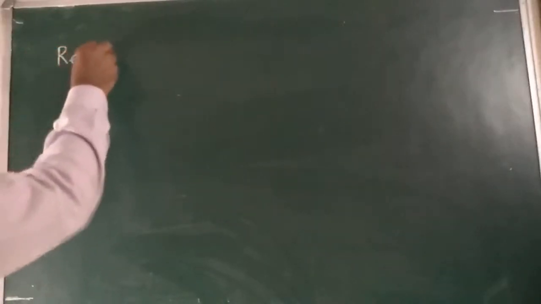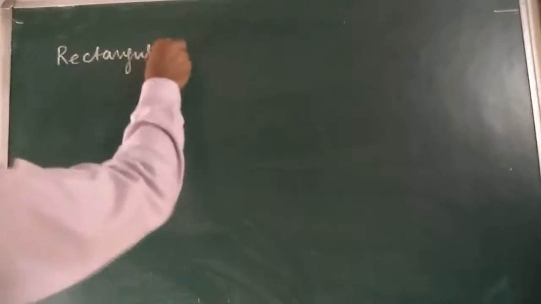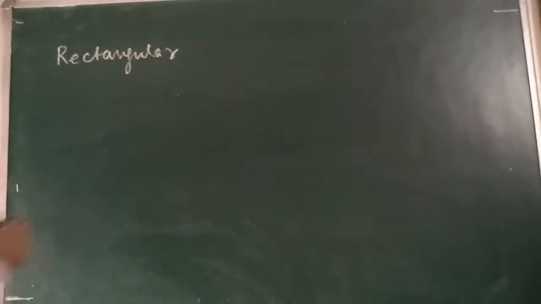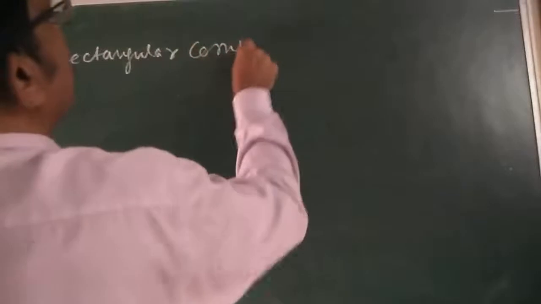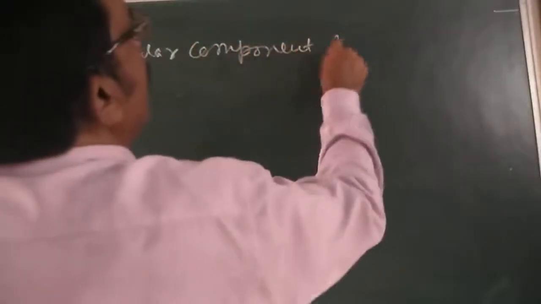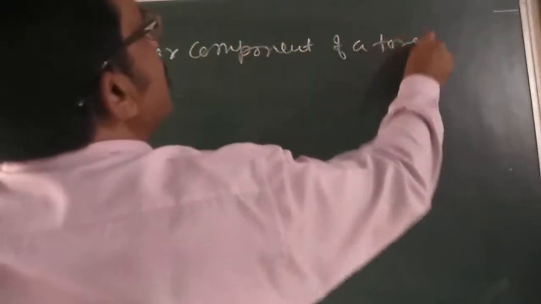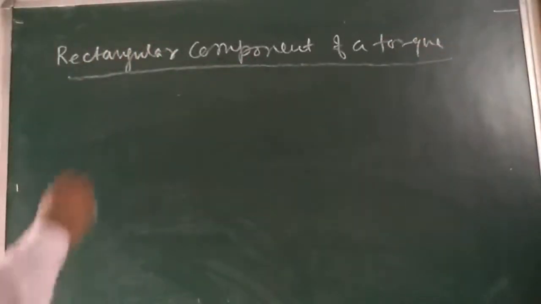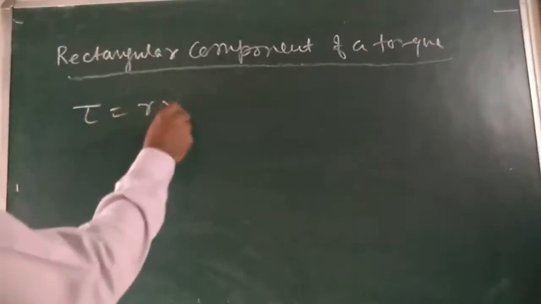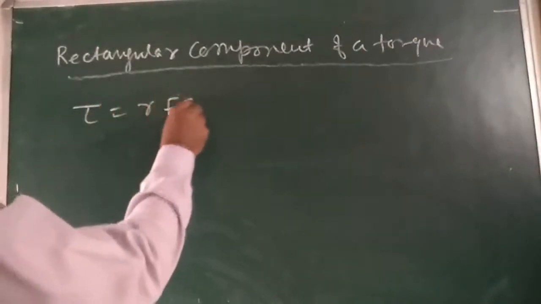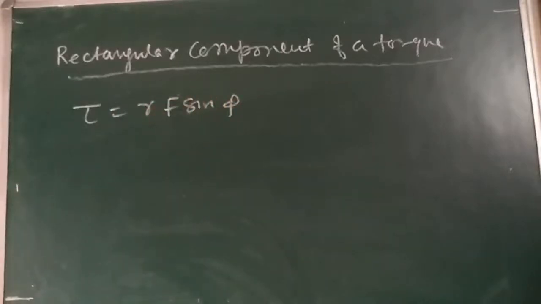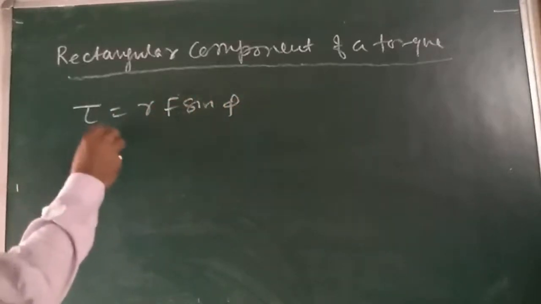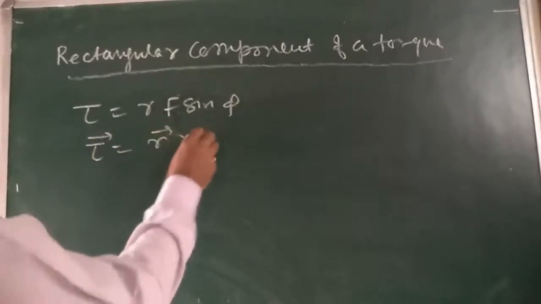Now, rectangular component of torque. Here we are going to see. We know, my dear children, torque is equal to R F sin phi. So in vector form I can write torque is equal to R cross F.